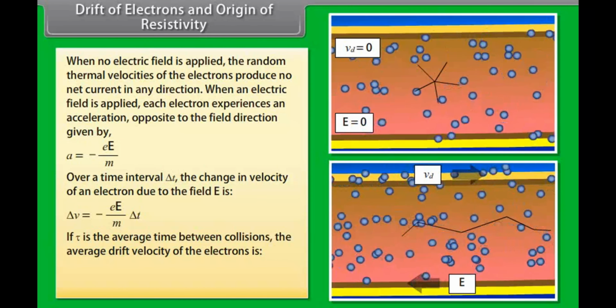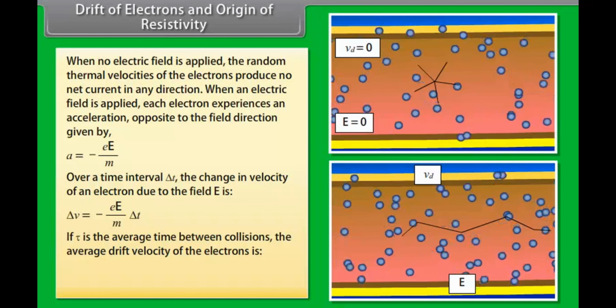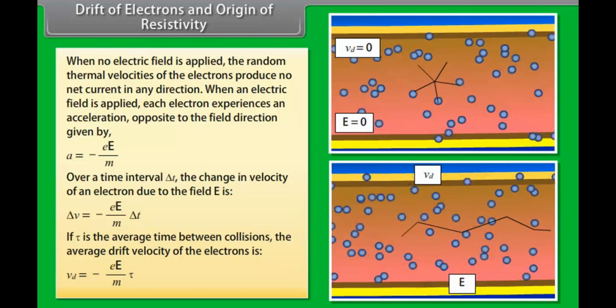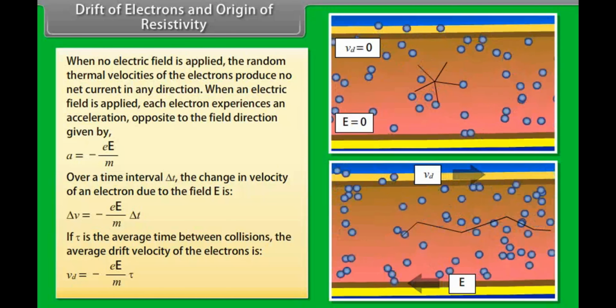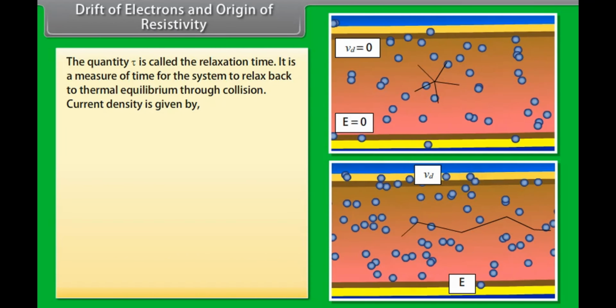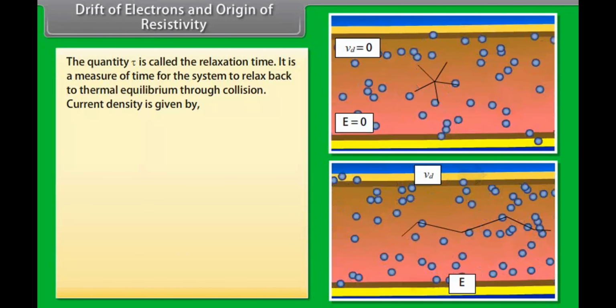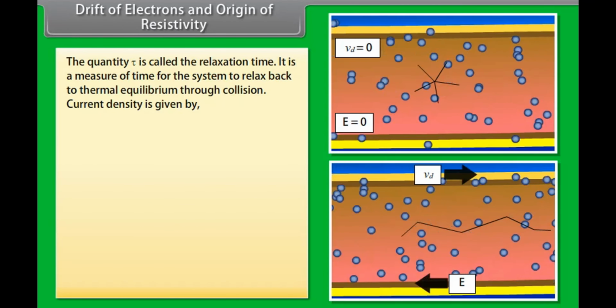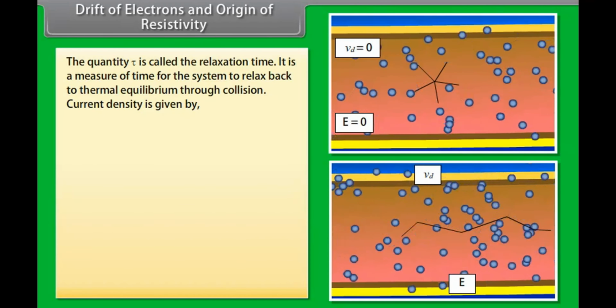If tau is the average time between collisions, the average drift velocity of the electrons is equal to the product of acceleration and tau. The quantity tau is called the relaxation time. It is a measure of the time for the system to relax back to thermal equilibrium through collisions.